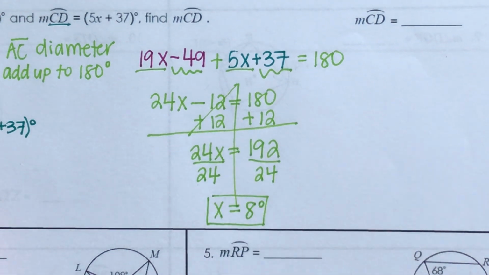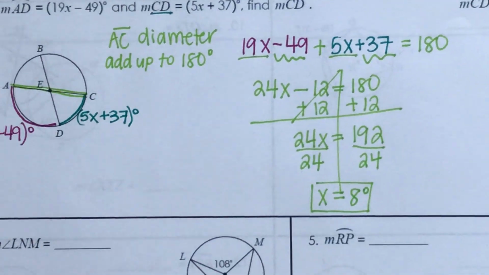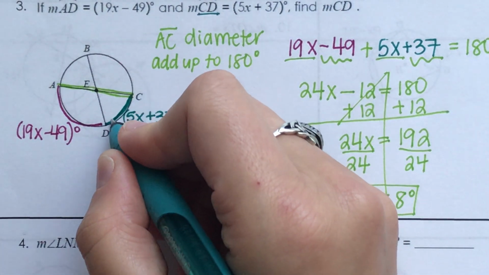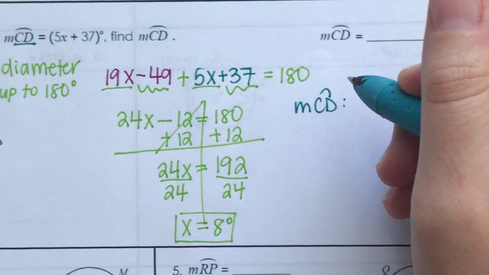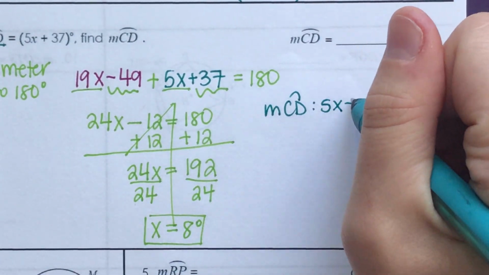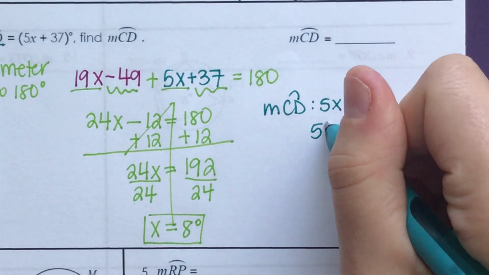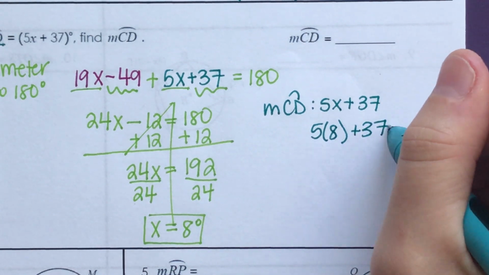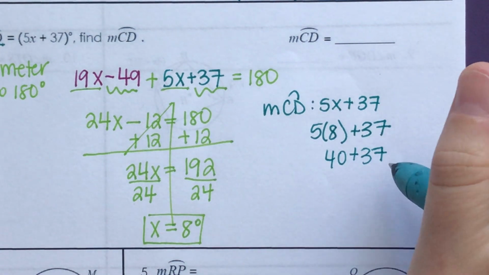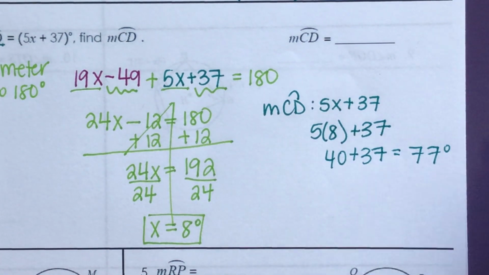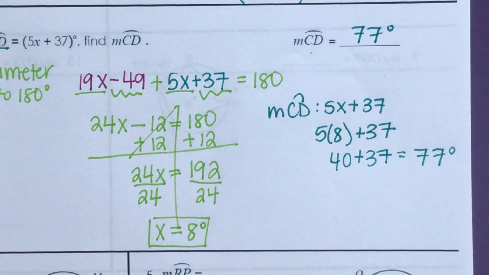Now that's great, but the problem asks me for the measure of arc CD. Okay, so arc CD is the blue one right here. Arc CD is 5x plus 37. And what I'm going to do now is substitute in the number 8 wherever I see the x. So I'm going to do 5 times 8 plus 37. So I get 40 plus 37. I end up getting 77 degrees. So this arc is 77 degrees. Make sure you put the degree symbol. If you don't, you get it wrong.